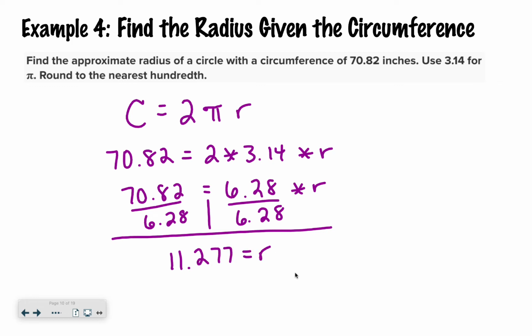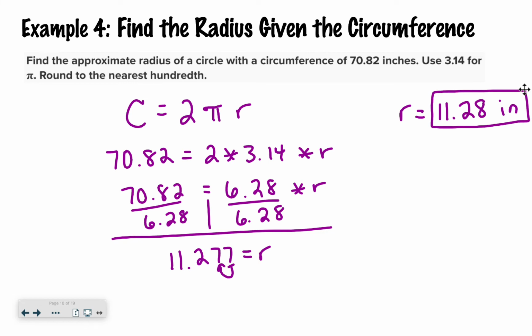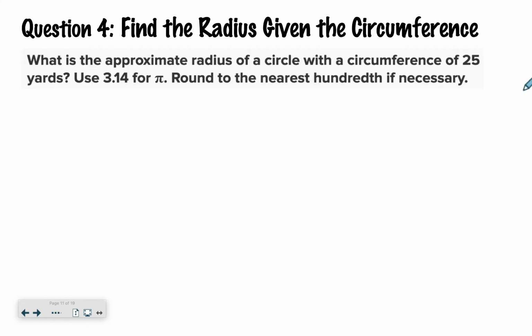I'm left with 11.277 equals the radius, and I want to round to the nearest hundredth. So I would say the radius equals 11.2, and then that 7 is going to make this 7 bump up to an 8. So my answer is 11.28 inches. Okay, now I want you to try one on your own.